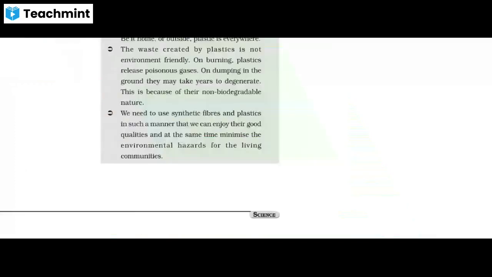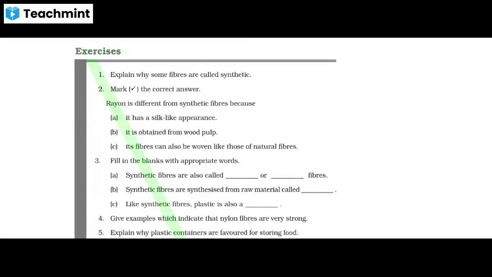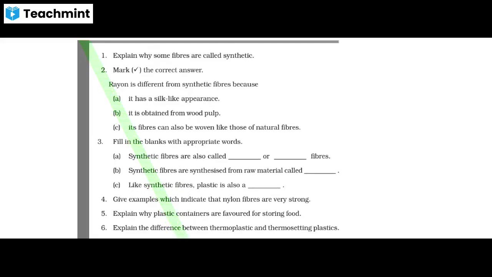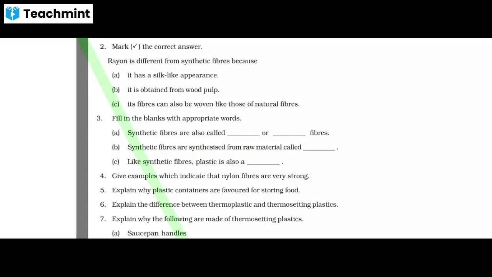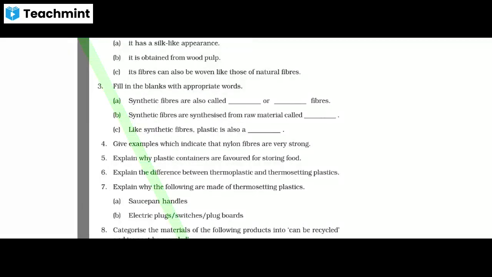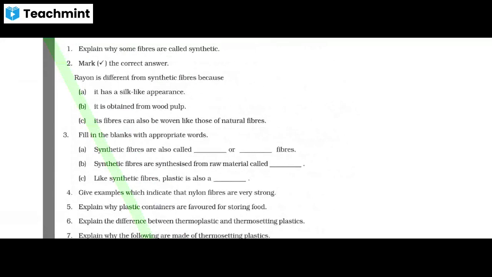Okay, now we'll move to the exercise. Look at that. Explain why some fibers are called synthetic. Because they are man-made and artificial fibers, we say synthetic. Then mark the correct answer. We have to mark a right mark if the sentence is correct, and fill in the blanks. So the exercise we will discuss in the next class.